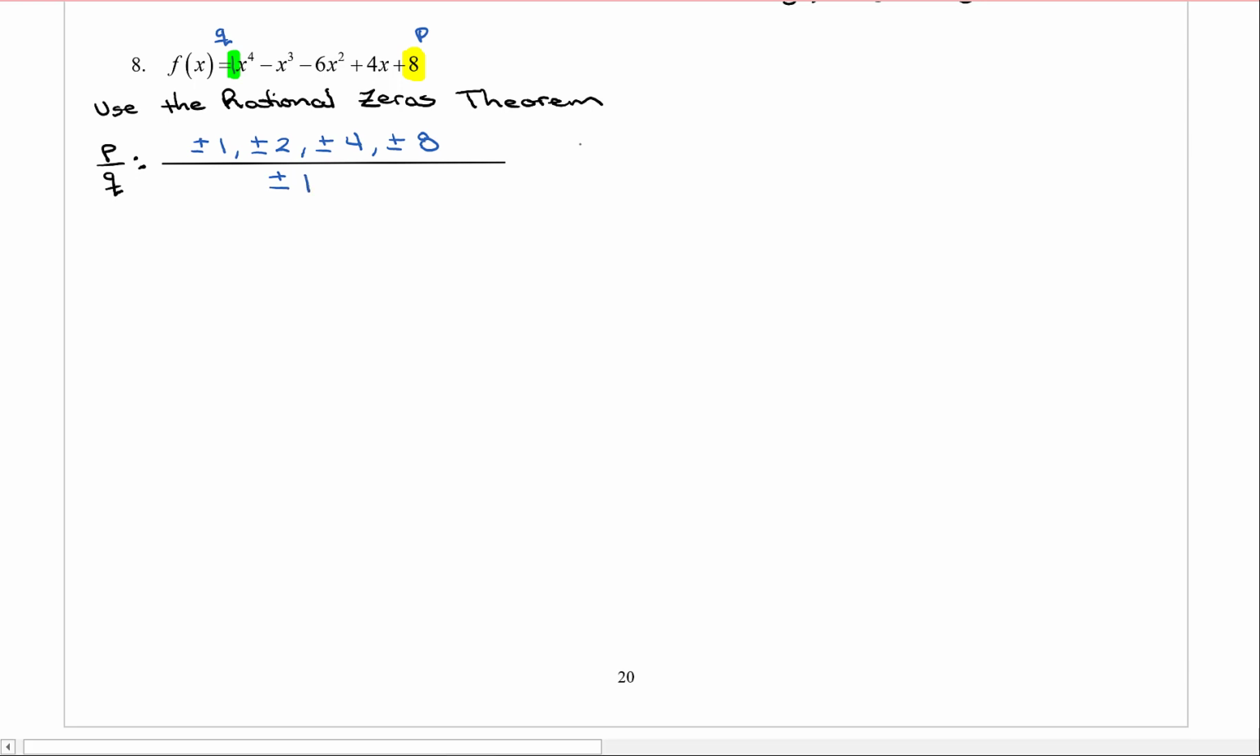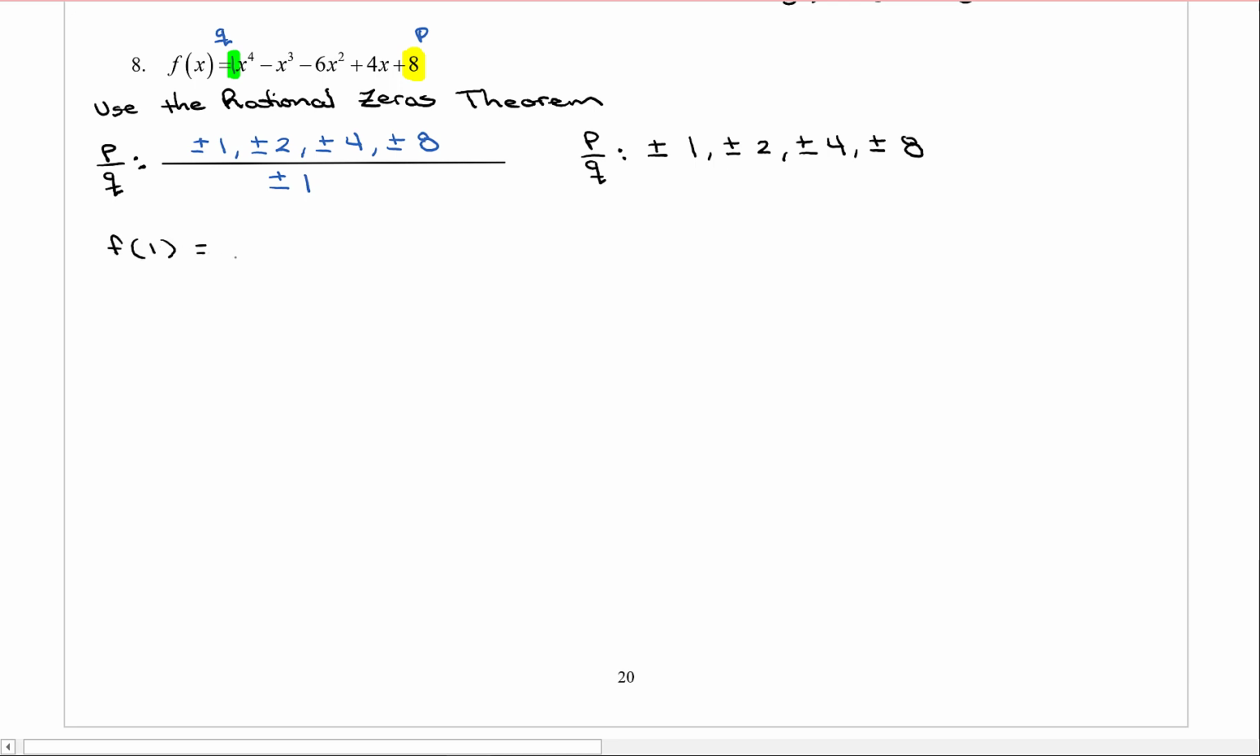So this is actually a much nicer problem than the last one in setting up the possible rational zeros. I'm just going to have plus or minus 1, plus or minus 2, plus or minus 4, and plus or minus 8. So now we go through the process of plugging them into the function and seeing if we get it to equal 0. That means we'll have a remainder of 0, which means we have a factor that divides evenly into this.